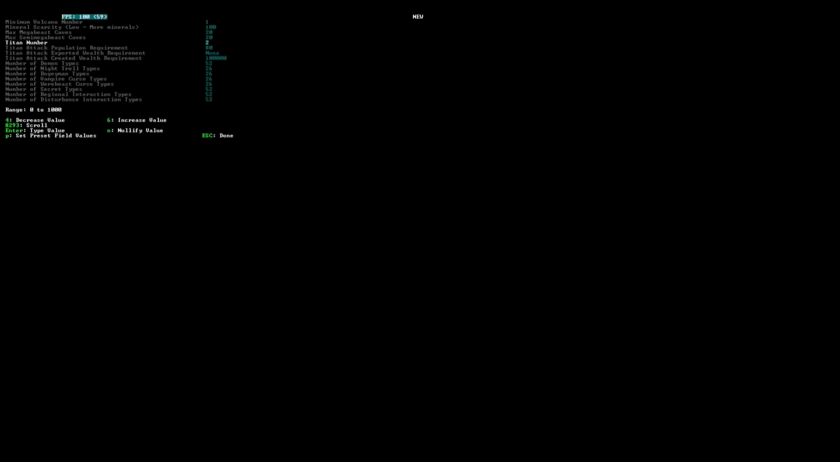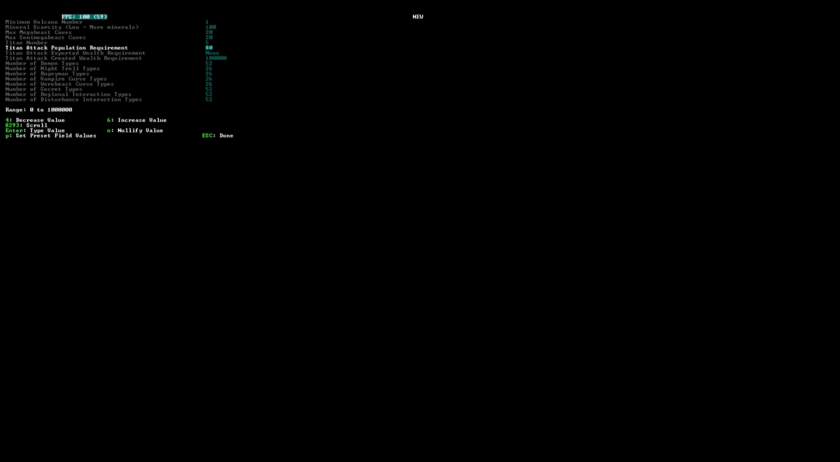After which we have Titan number. The Titan number is the amount of Titans in the world. This controls the amount of Titans that exist in the beginning of history. The number of forgotten beasts is unaffected by this parameter. So this is specifically Titans. Right now it's set to 2. You can set it all the way up to 1,000 Titans. That's going to result in mass extinction as well.